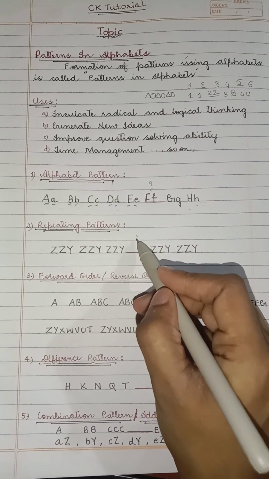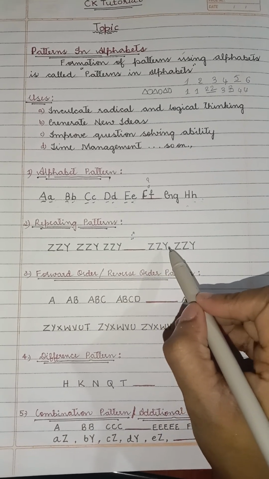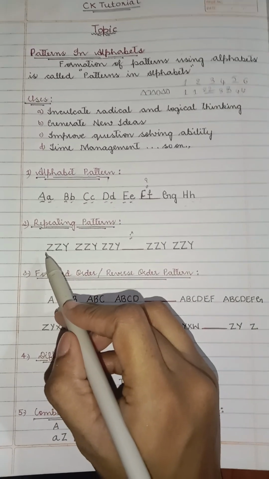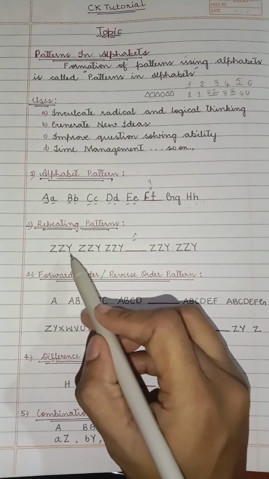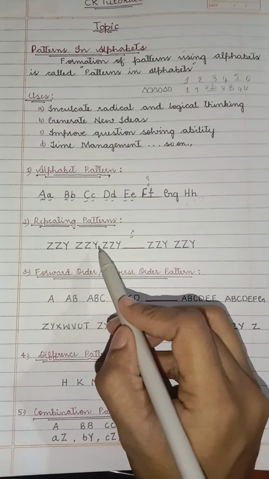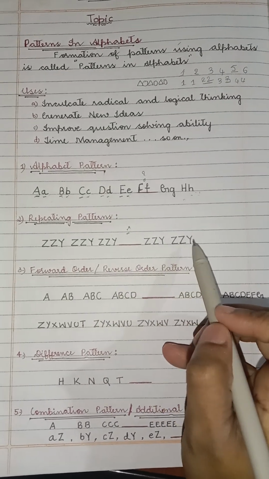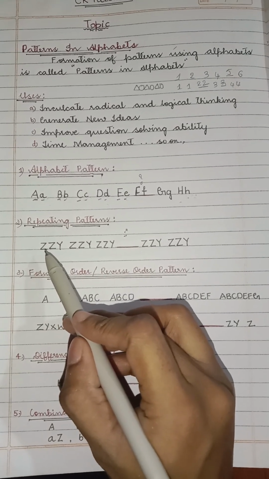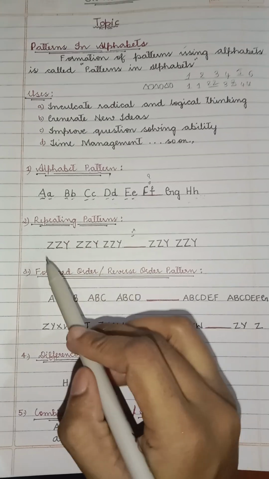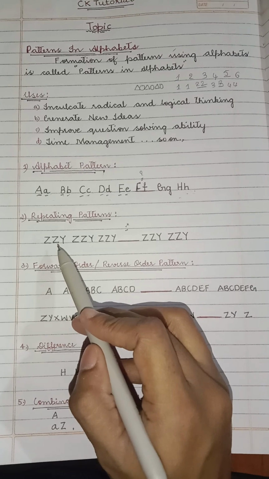So here they have left a space. So this is the question. Next capital Z, capital Y, again capital Z and Y. So a kid will observe that here the same kind of letters, that is ZZY and ZZY, are repeating again and again. So here this kind of alphabet pattern is called repeating patterns. So the kid has come to know that this is a repeating alphabetical pattern.